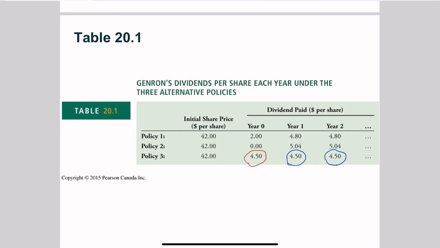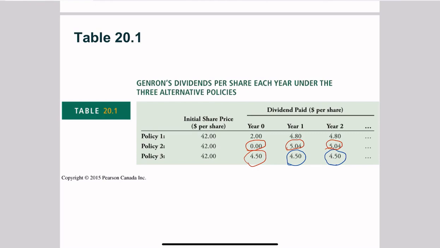And then you could also see that for policy 2, share repurchase, this is purely share repurchase. Essentially, it means there is no dividend. However, because share repurchase reduces the number of shares, you can see that in the future, we will have higher dividends, right?